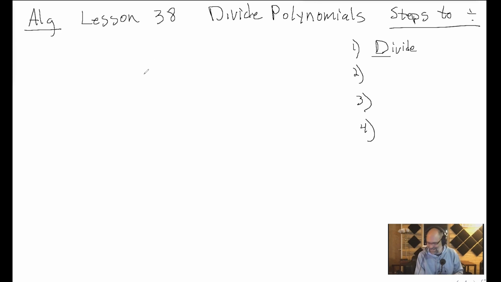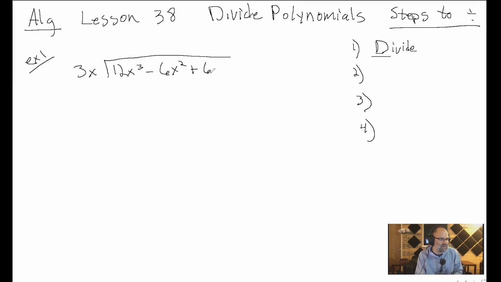Okay, so let's just get an example up here, and we're going to just do a real easy one. This is not what it's going to be like normally, so don't get your hopes up. So we're going to divide 3x into this big polynomial, 12x cubed minus 6x squared plus 6x plus 4.